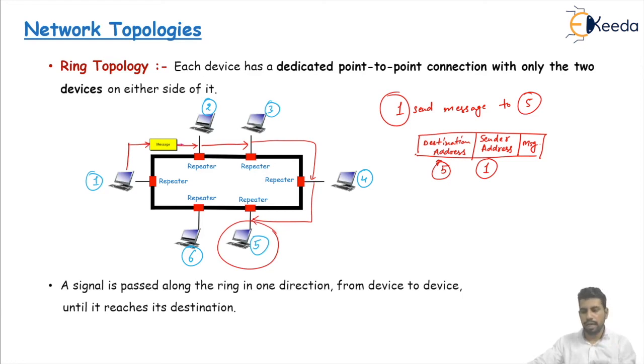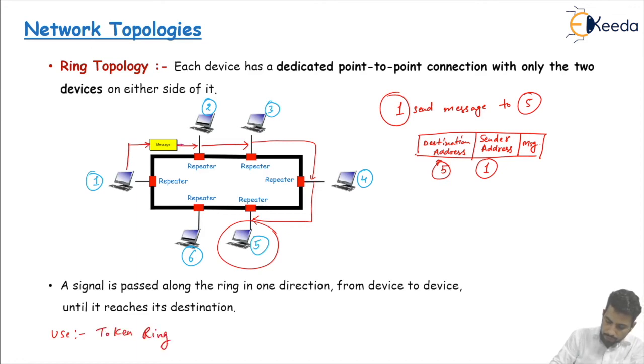This means the address field works as an identifier of the nodes in the ring topology. If the packet belongs to the device, it accepts the packet, otherwise it rejects the packet or forwards it along the ring. Now where do we use the ring? We use the ring in token ring networks. In the past, in the laboratories, we made token ring type networks, and in those networks we use the ring topology.